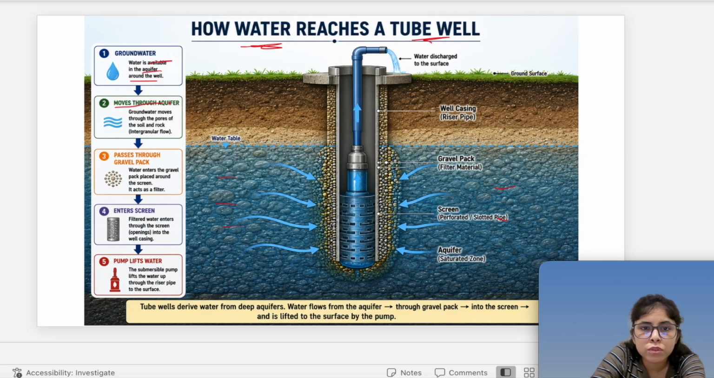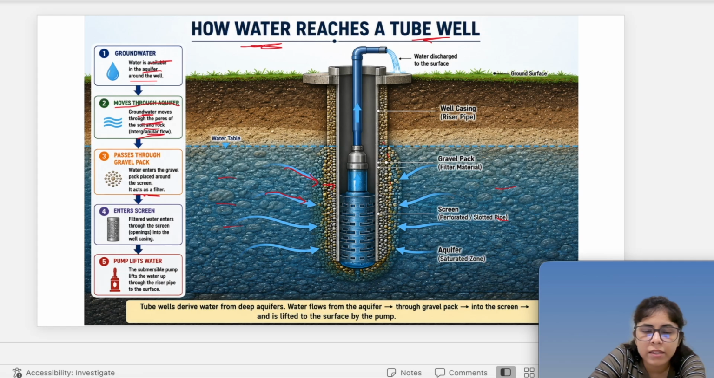Now it moves through the aquifer. The groundwater moves through the pores of the soil and rock, so there is a movement. Now it passes through the gravel pack. Before putting in the tube well, we apply the gravel pack. Can you see this? This is the gravel pack around the tube well. So this water passes through the gravel pack, and what happens is that it acts as some kind of screen.